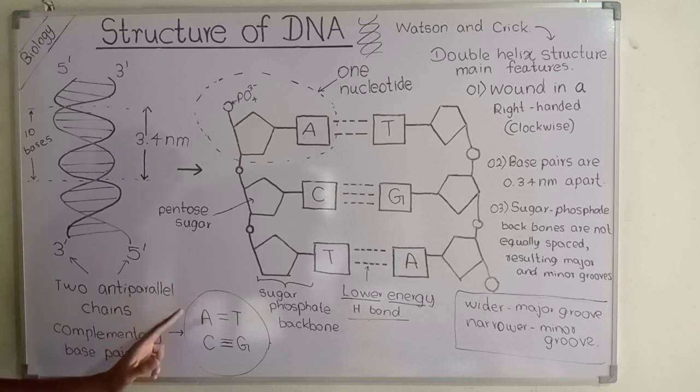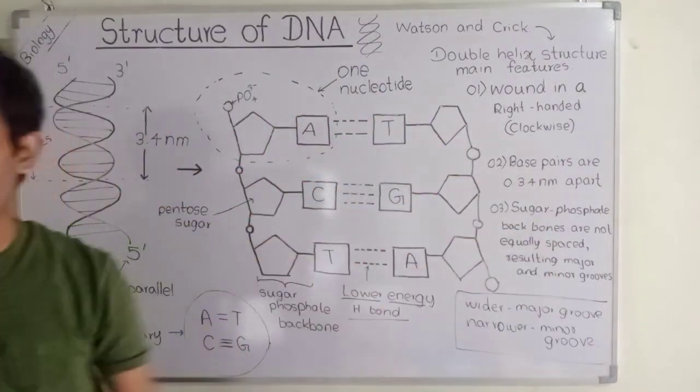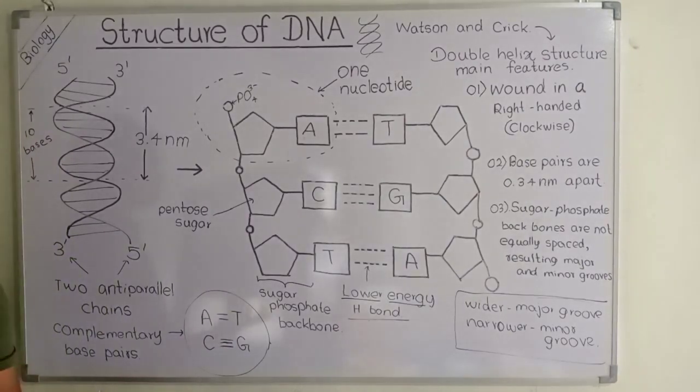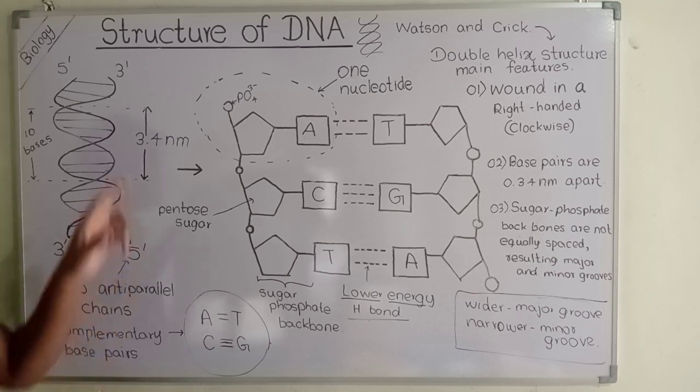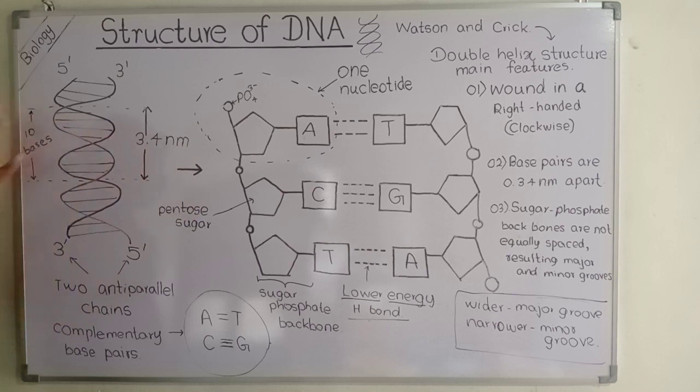Purine is adenine and guanine. Pyrimidine is cytosine and thymine. Two purines would be too large and two pyrimidines too small. The span of the gap between the two chains along the axis of the molecule, the base pairs, is 0.34 nanometer apart according to the X-ray diffraction data. The complete turn of the double helix comprises 3.4 nanometer for 10 bases.